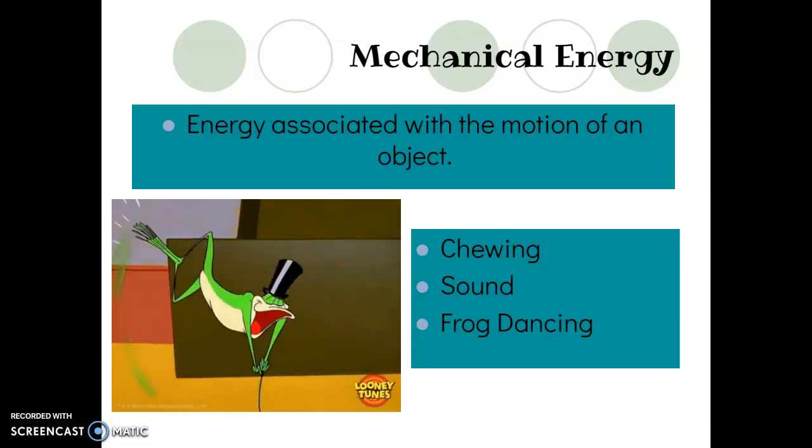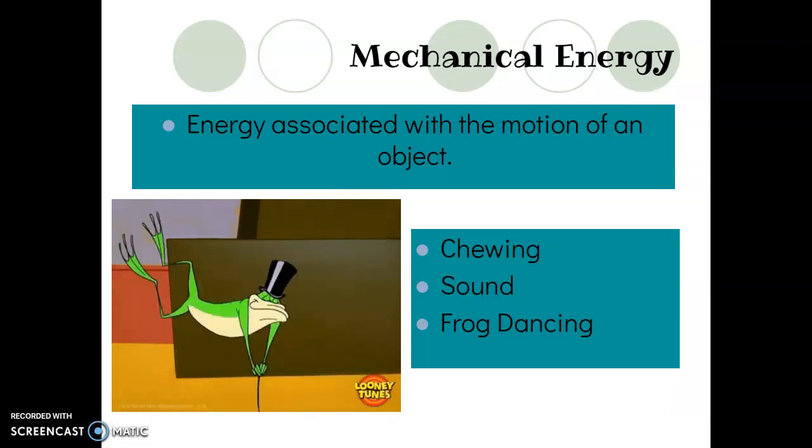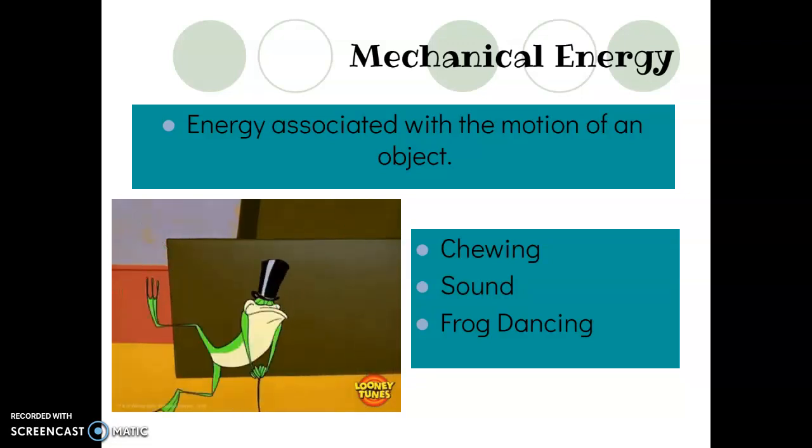Mechanical energy is energy associated with the motion of an object. Examples of this would be chewing, sound, and then here we have a Looney Tunes picture of a frog dancing. He is in motion. He has mechanical energy. When you're chewing up your food, your hot Cheetos, your Takis, whatever it is that you kiddos like to munch on, that is mechanical energy.